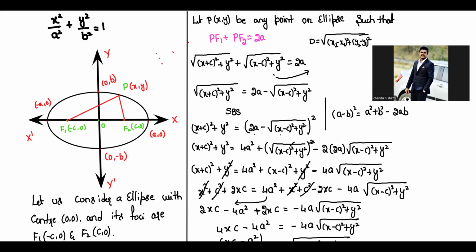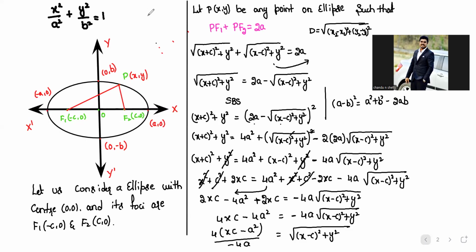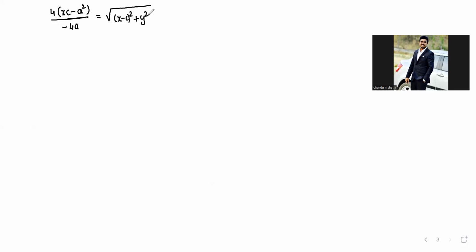Now observe, I'm going to the next page, all of you should observe. 4xc minus a square by minus 4a is equal to square root of x minus c whole square plus y square, which we had in the previous page. Now observe the continuation.